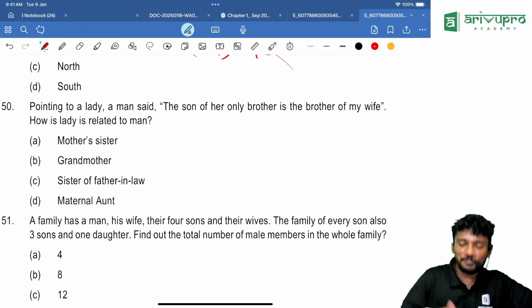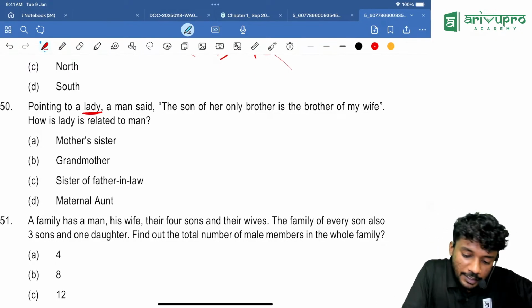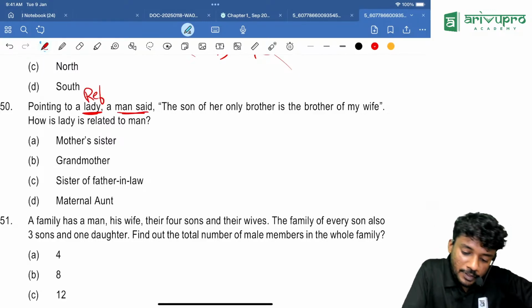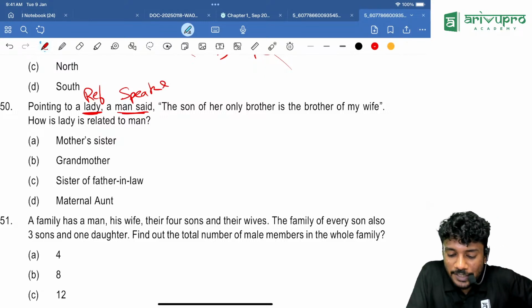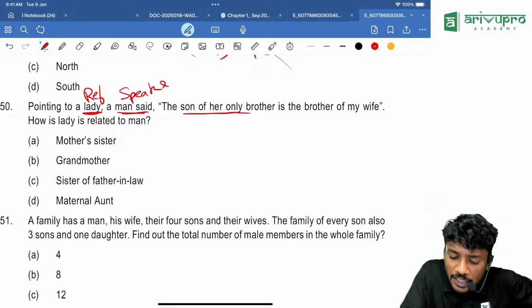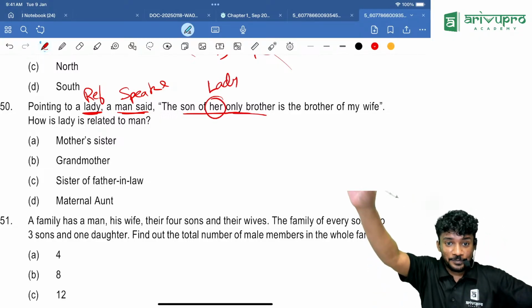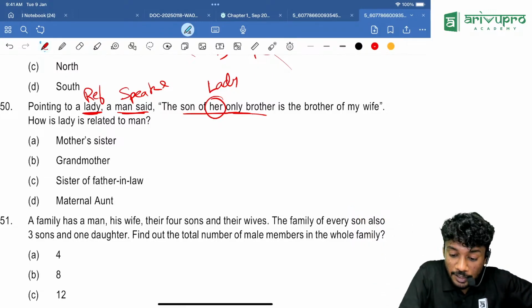Now, pointing to a lady. Very good question. A man said, who is the reference person? Reference person is lady. Who is the speaker? Man is the speaker. Then what is it? The son of her. Who is this her? Lady is the only brother. Son of her only brother.